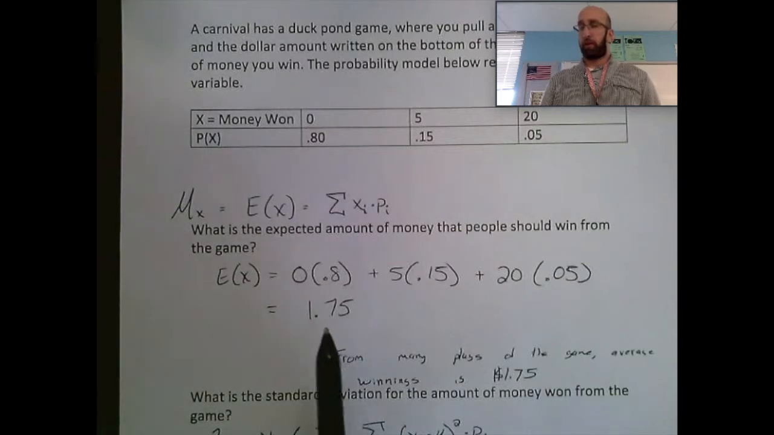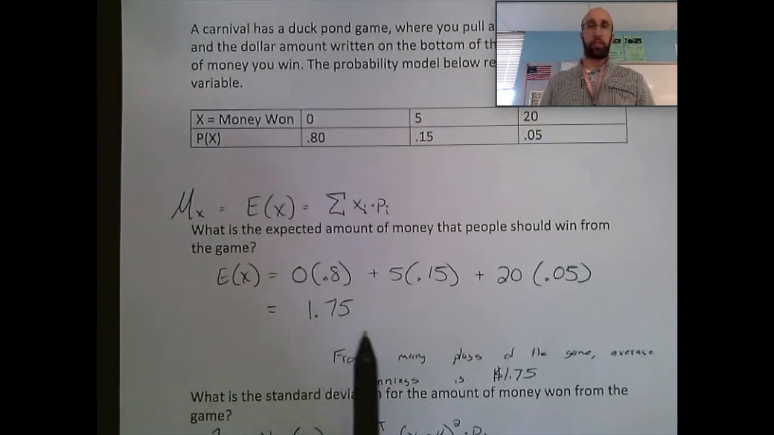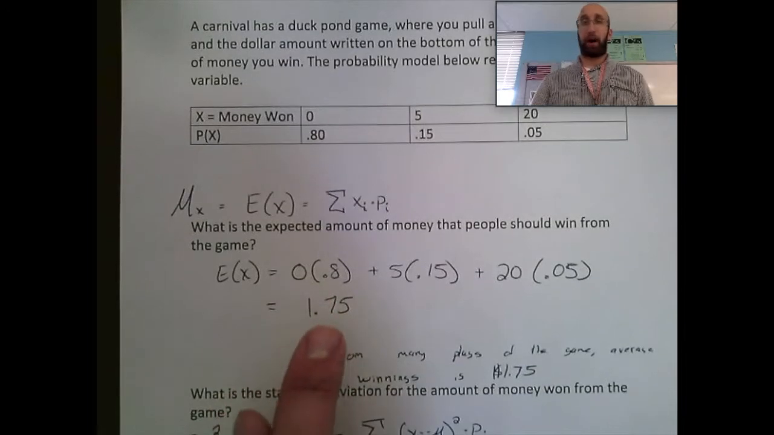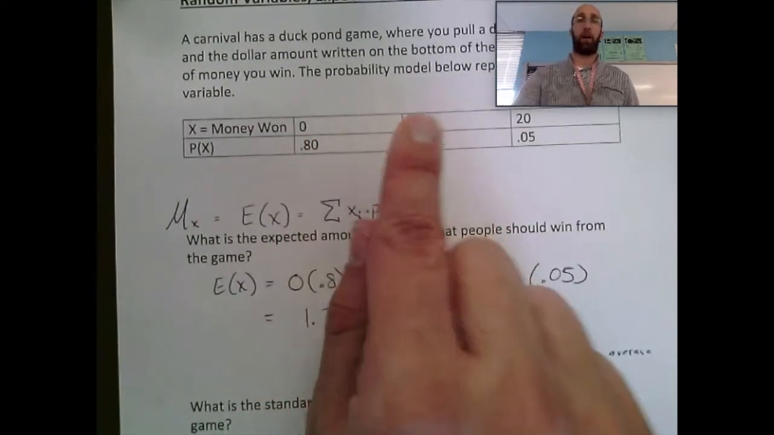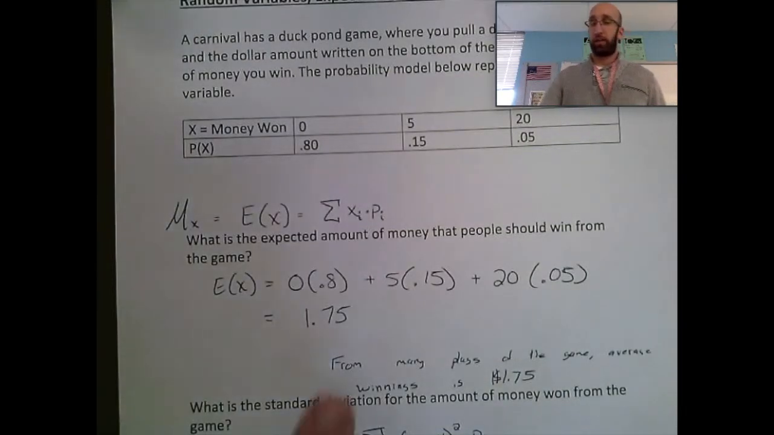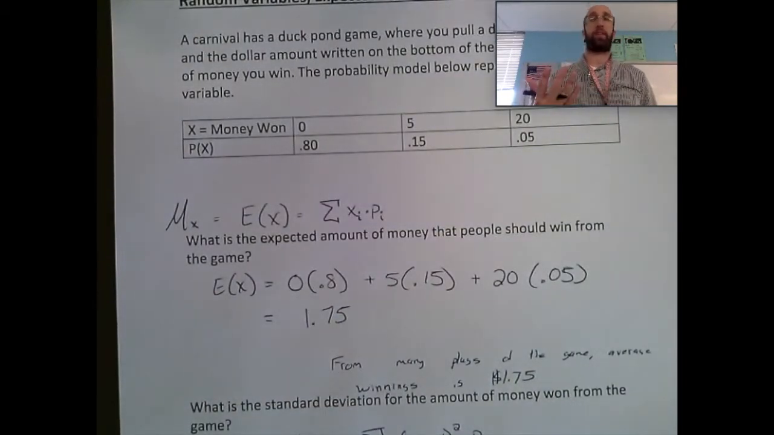So some people would be like, oh, so if I play this game, I should expect to win $1.75, because it's 1.75, we're talking about dollars. Well, if you look at this game, it's not possible to win $1.75. You're either going to win nothing, you're going to win $5, or you're going to win $20. So it's not possible if I went and played this game to go and win $1.75.